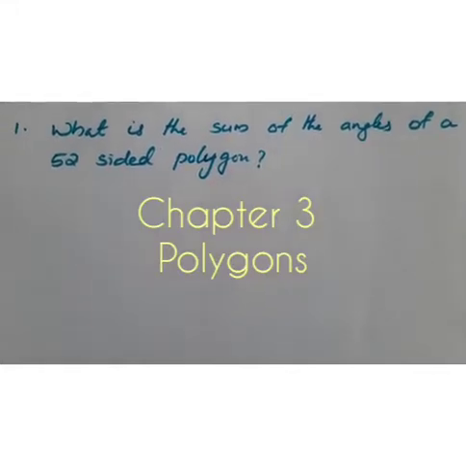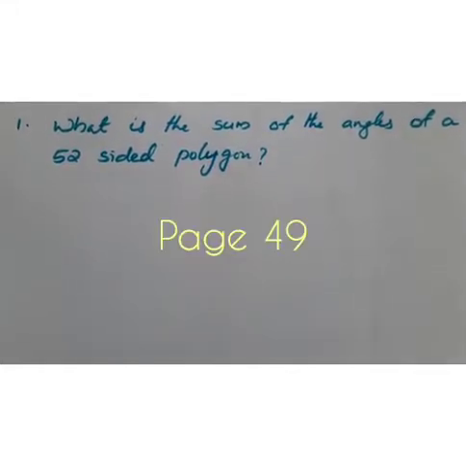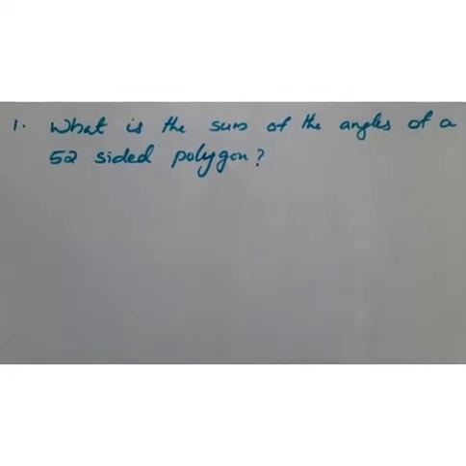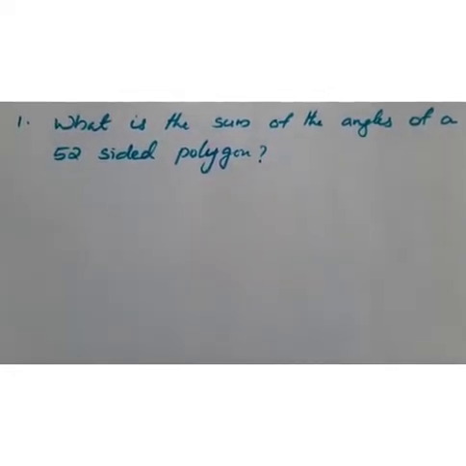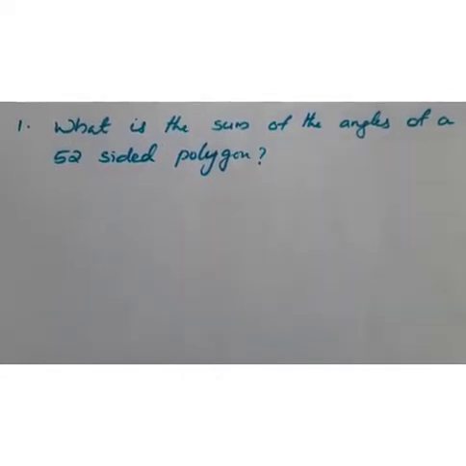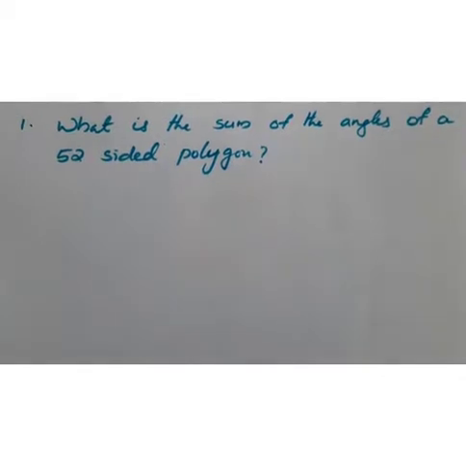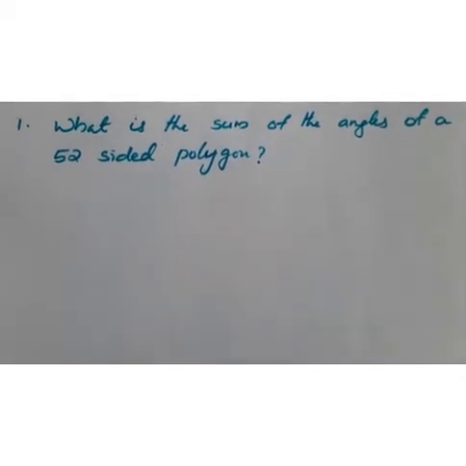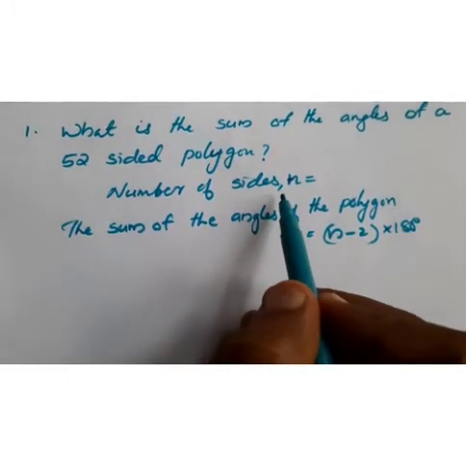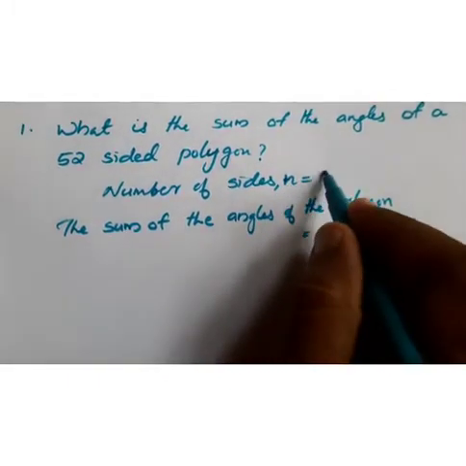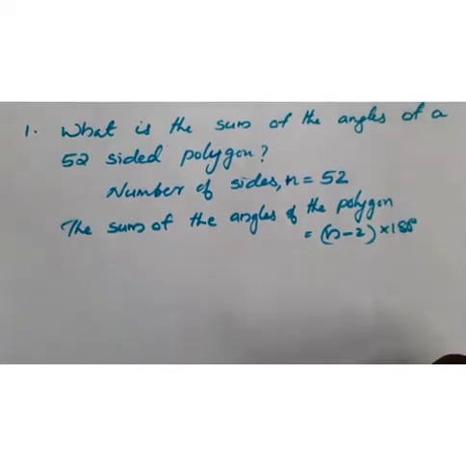We will do the exercise problems from page number 49. See the first question. What is the sum of angles of a 52-sided polygon? So the sides are given. We have to find out the sum of angles. The number of sides is given. How much? N is equal to 52.